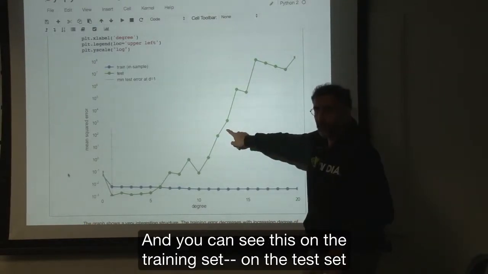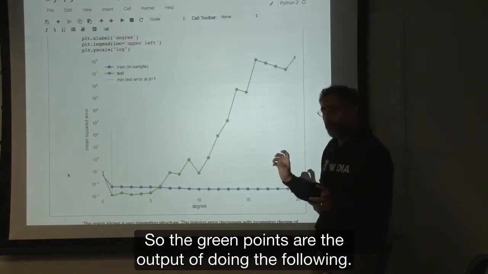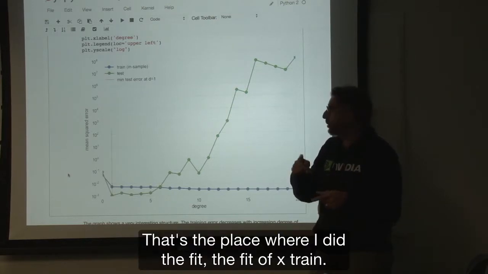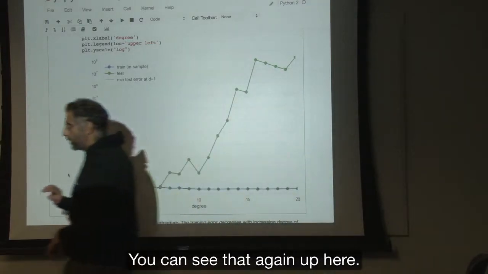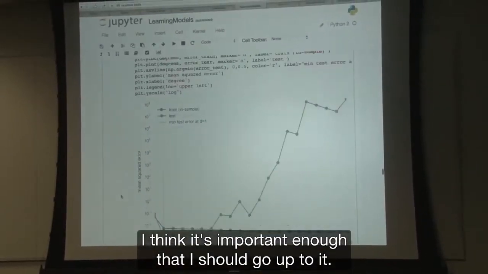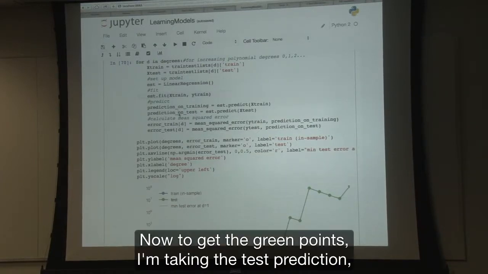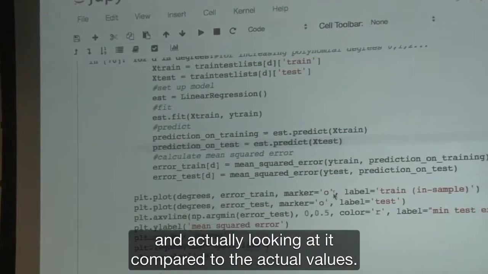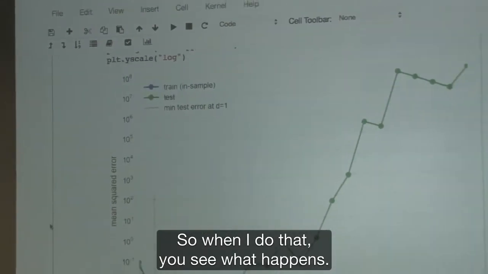And you can see this on the test set when you do this. So what are the green points here? The green points are the output of doing the following. I've trained this linear regression model on the training set, right? That's the place where I did the fit of X train. You can see that again up here. I think it's important enough that I should go up to it. That's this part. You trained it there. Now, to get the green points, I'm taking the test prediction, which is a prediction on the test set, and actually looking at it compared to the actual values. So when I do that, you see what happens.